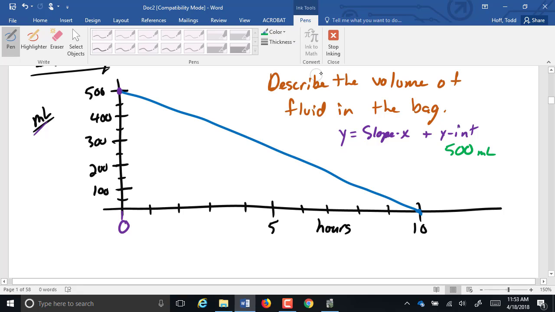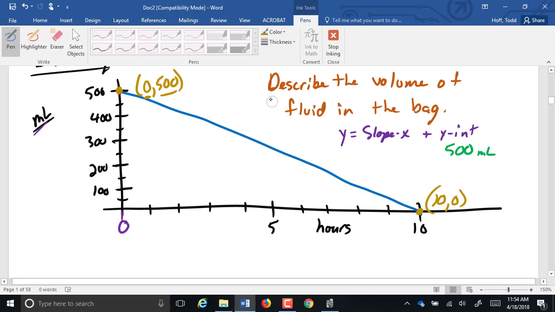Our slope, well, we have this point here. There's probably several other points we could find along there. Let's just go down to here. We know that's a point as well at 10. Now we could just go down the graph, but let's just look at this. This is the point 0, 500. 0 hours after hanging it, there's 500 milliliters in the bag. This is the point 10, 0. 10 hours after hanging it, the bag hits 0 milliliters.